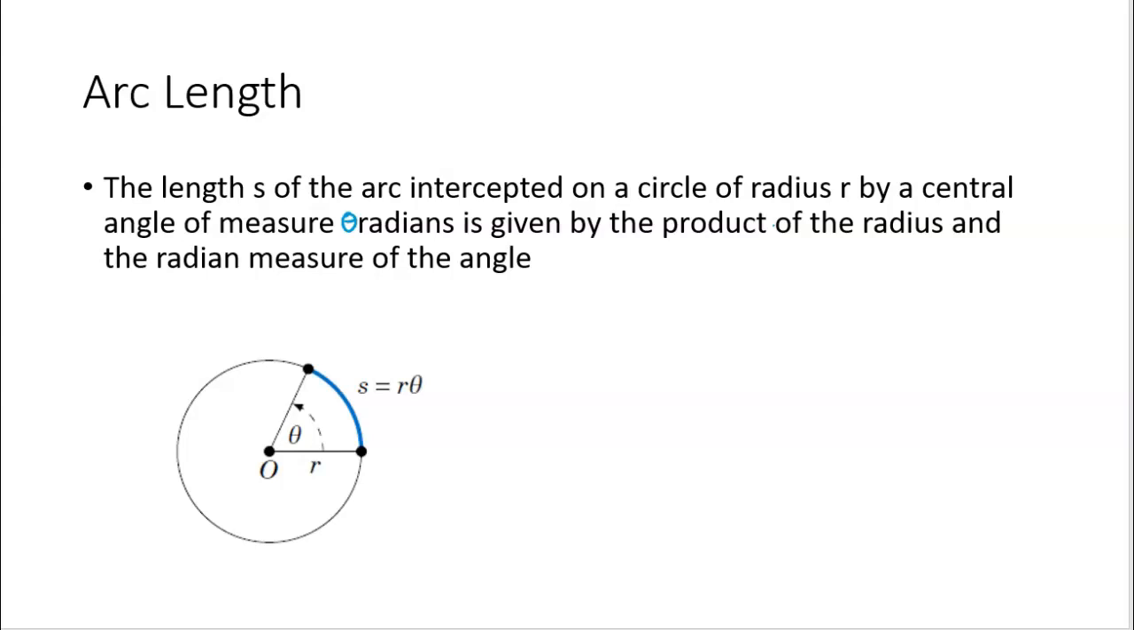The length S of the arc, so our S is this guy right here, intercepted on a circle by the radius r, so this is our radius right here, by the central measure of theta radians, which is right there, is given by the product of the radius and the radian measure of our angle. So basically it's this lovely equation: S is equal to R times theta. Again, S is our arc length.